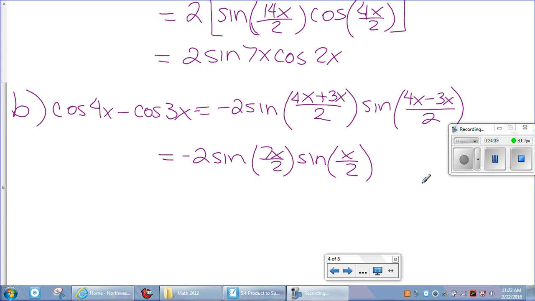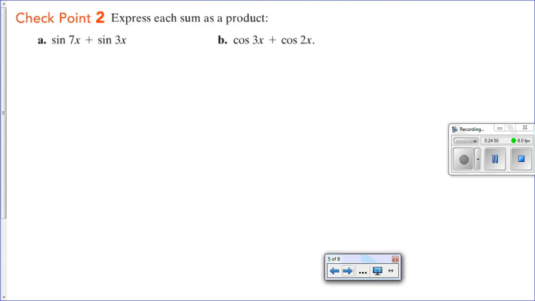And those two, I think you guys can do them. You will use more of those formulas, right? So that will be your checkpoint. For checkpoint 2, part A, which formula would you guys use? Formula 5.